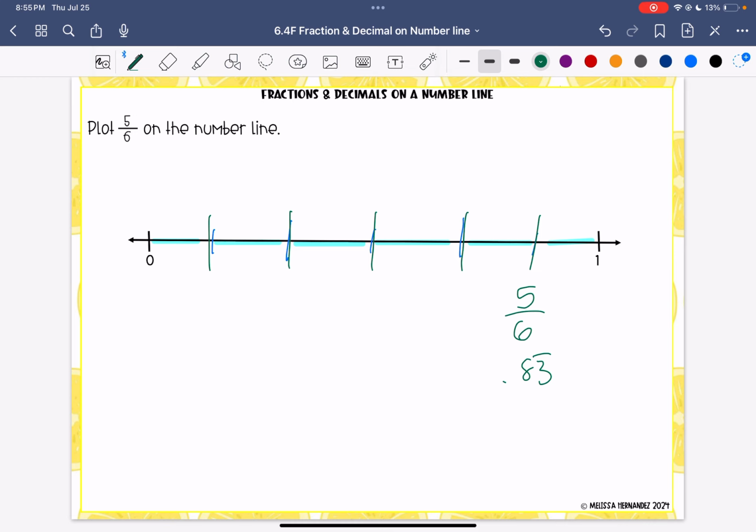That's 0.83 repeating. And then 83. Oh, would it be 83 and a third percent? Oh, man. All right. Well, I hope it is.